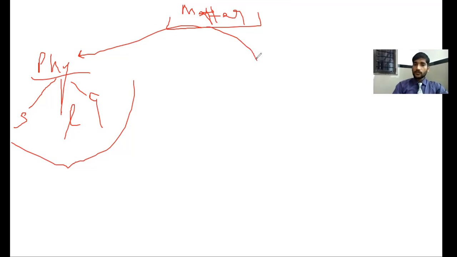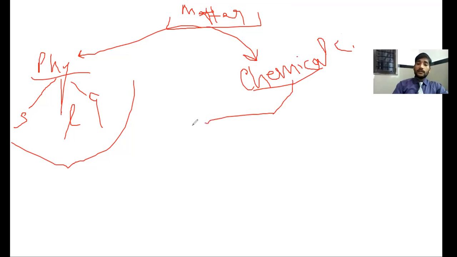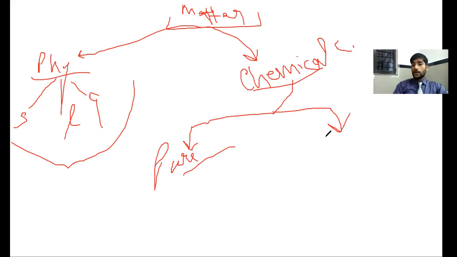In the second chapter, we have to study the chemical classification of matter. In the chemical classification, all the matter in the universe can be divided into two types, pure and impure. Impure means mixture.